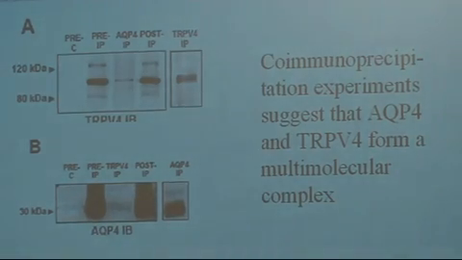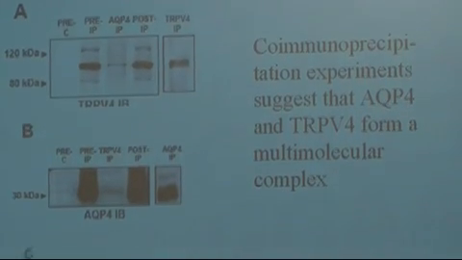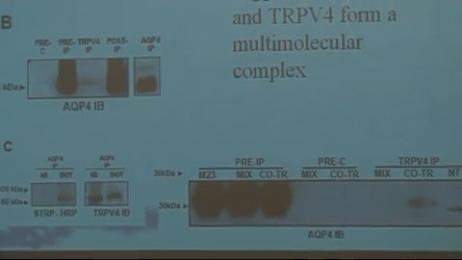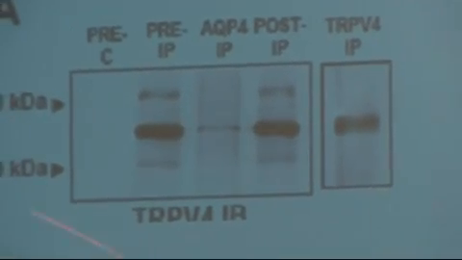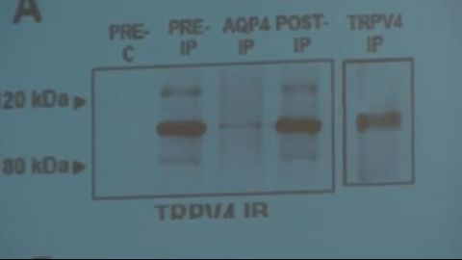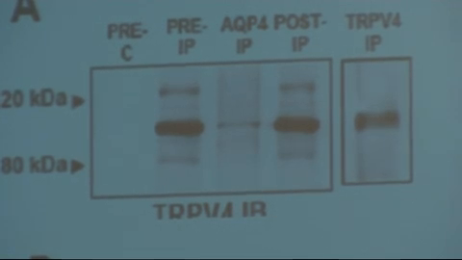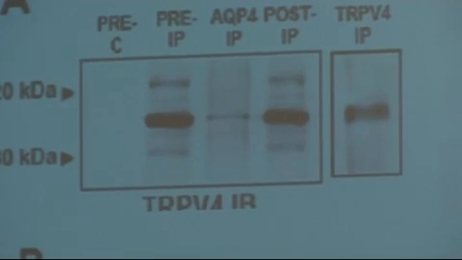And co-immunoprecipitation experiments suggest that these two molecules in fact form a multimolecular complex. And this can be shown both ways. Here we have made an immunoprecipitation with Aquaporin 4 antibodies, and you can find TRPV4 immunoreactivity in the precipitate, and vice versa with TRPV4 antibodies. And this reflects a true interaction because we don't see this co-immunoprecipitation if we express the two molecules in different cells and just mix the cells.